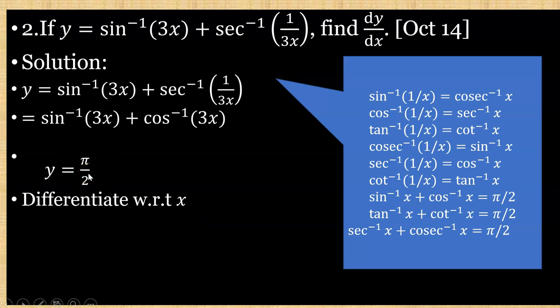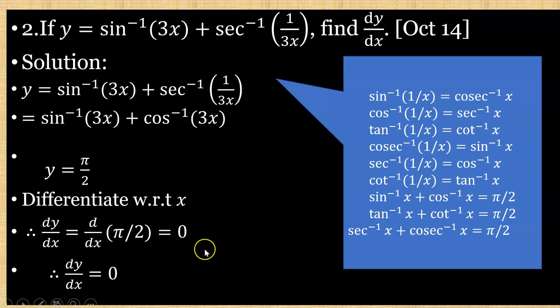Now pi by 2 is a constant quantity. If we differentiate it, its derivative is 0. Therefore, differentiate with respect to x. And therefore dy by dx is equal to d by dx of pi by 2, and that is equal to 0. Therefore dy by dx is equal to 0.